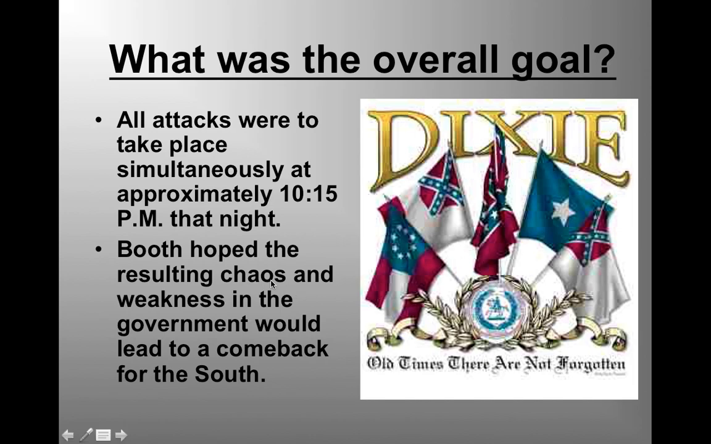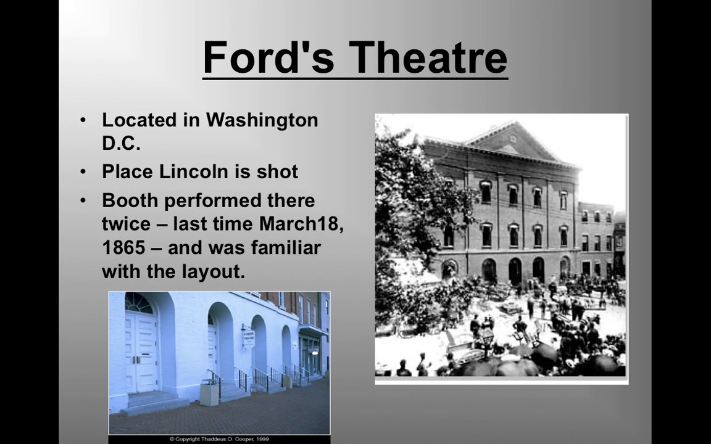Well, Booth really hoped that the resulting chaos would result in a major weakness in the Union government, and it would lead to an opportunity for the Confederates, the South, to make a comeback. And as crazy as this plan was, it does make sense. If you take out 3 of the highest ranking members of the national government all on the same night in the same area at the same time, the Union's going to be scrambling, and it's going to be a pretty difficult situation.